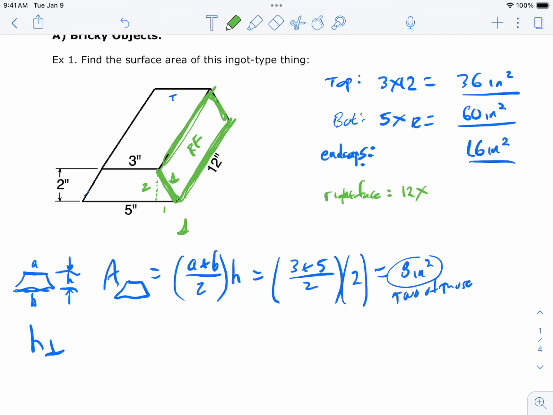Well, Pythag theorem to the rescue. C squared equals A squared plus B squared. Remember all this kind of stuff? And if you work this out real quick, 1 squared is 1, 2 squared is 4, 1 plus 4 is 5. You take the square root.